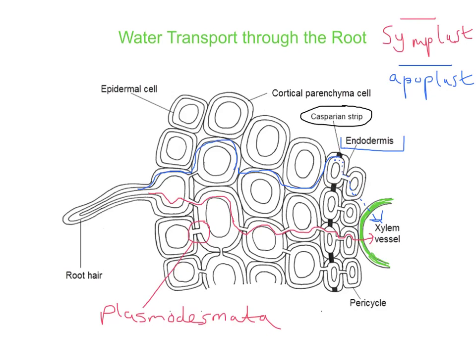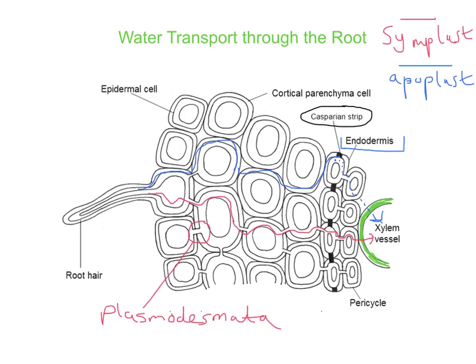So they are the two routes that water can take through from a root hair cell into a xylem vessel. The Symplast method, through the cytoplasm of the cells and through channels called Plasmodesmata, or via the Apoplast pathway, where water goes through the cell walls up until it reaches the Casparian strip, and then will go through the cytoplasm like the Symplast pathway to get into the xylem.